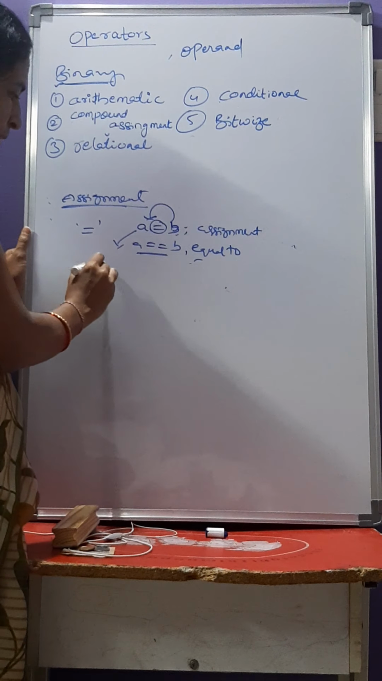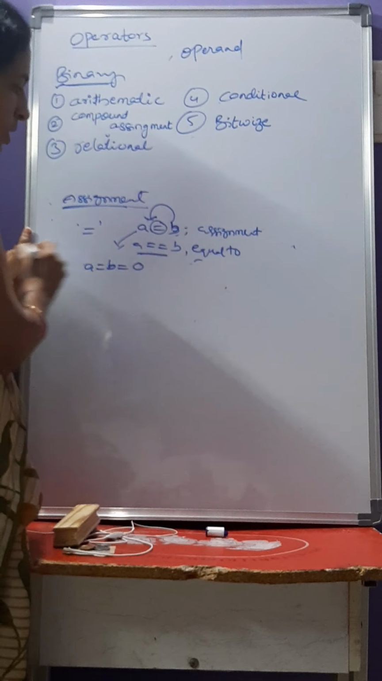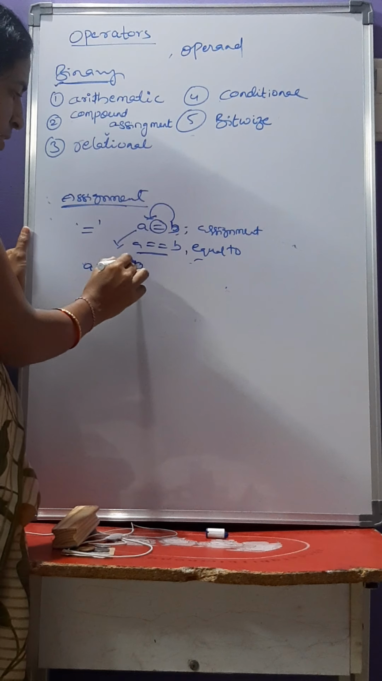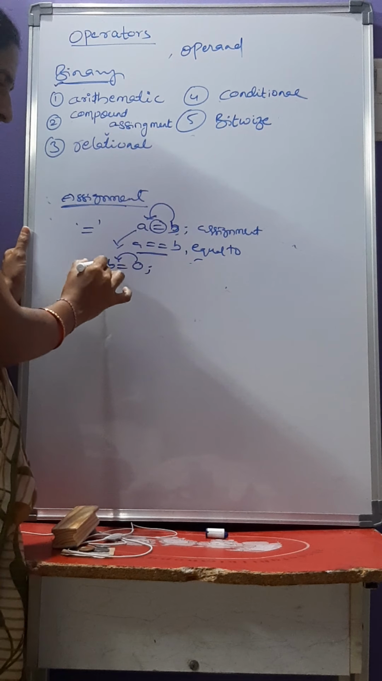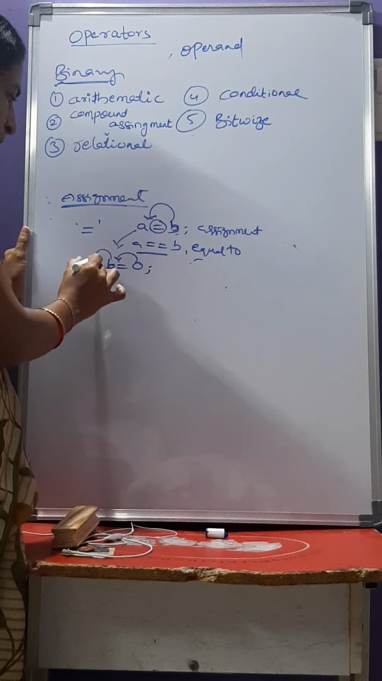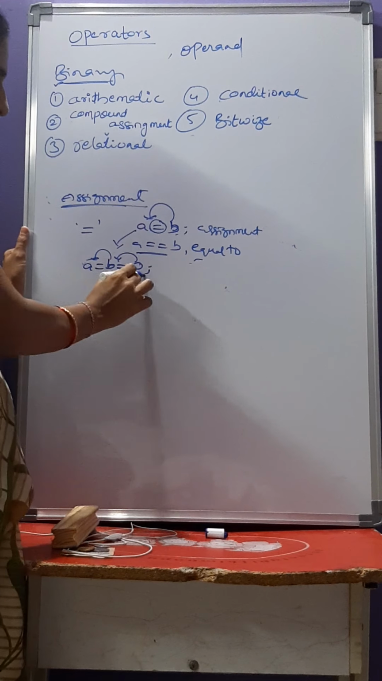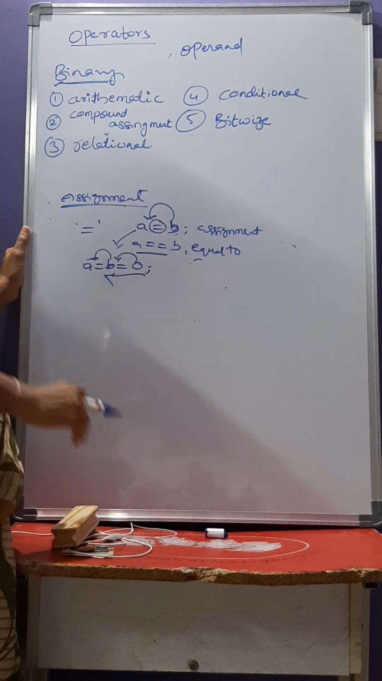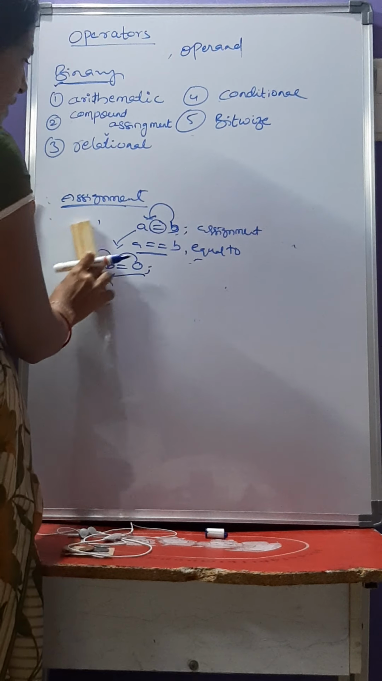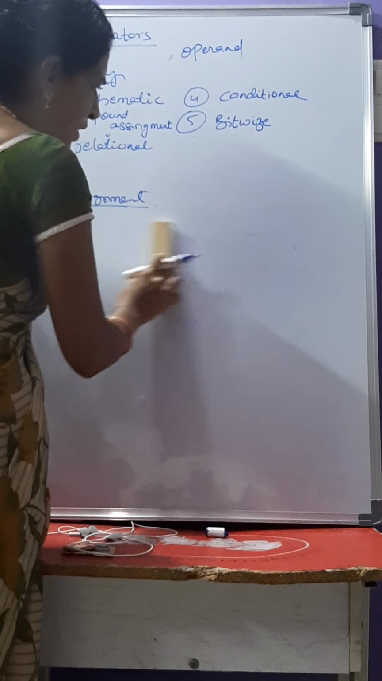And suppose the statement is like this, A equal to B equal to 0. It is nothing but first this 0 is assigned into B and after that B to A. So this is right associativity, isn't it? Next. So this is the simple assignment operator.